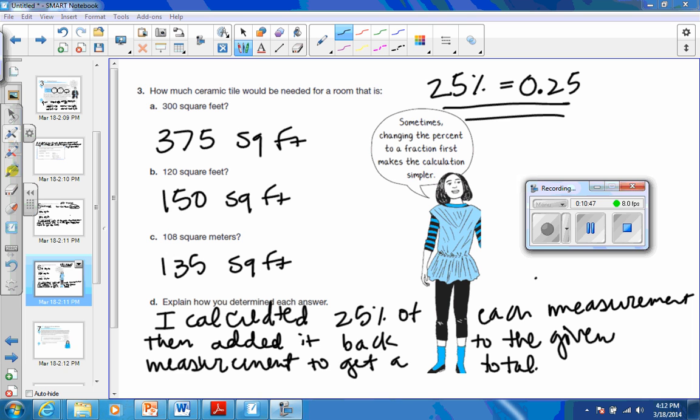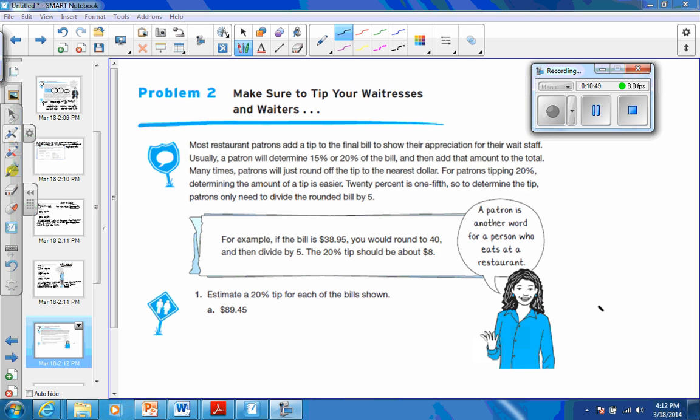Moving on. Okay, problem 2 is about making sure to tip your waitresses and waiters. So most restaurant patrons add a tip to the final bill to show their appreciation for their wait staff. Usually a patron will determine 15 or 20% of the bill and then add that to the total. Many times patrons will just round off the tip to the nearest dollar. For patrons tipping 20%, determining the amount of a tip is easier.